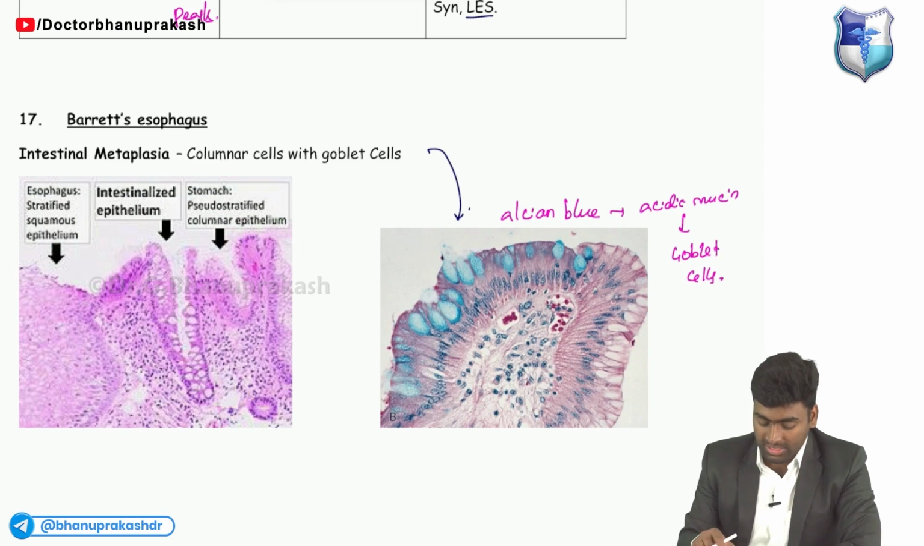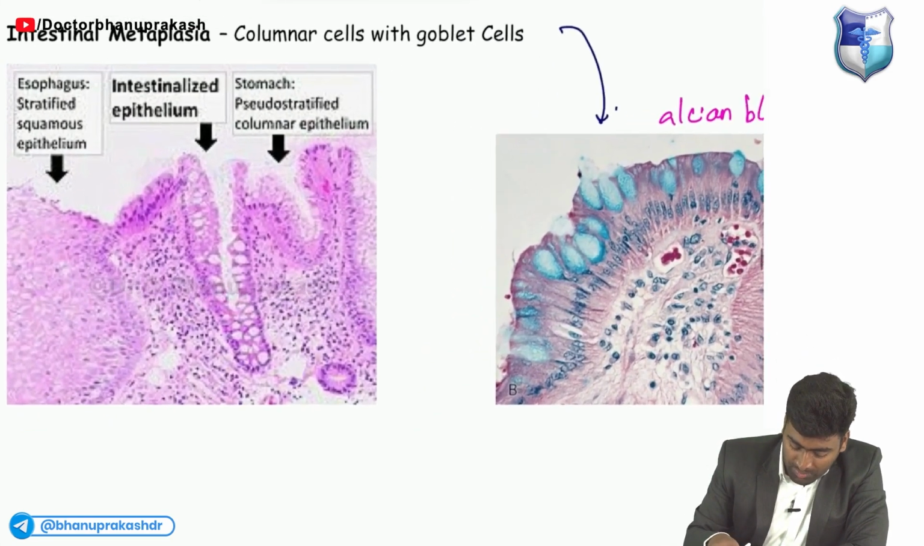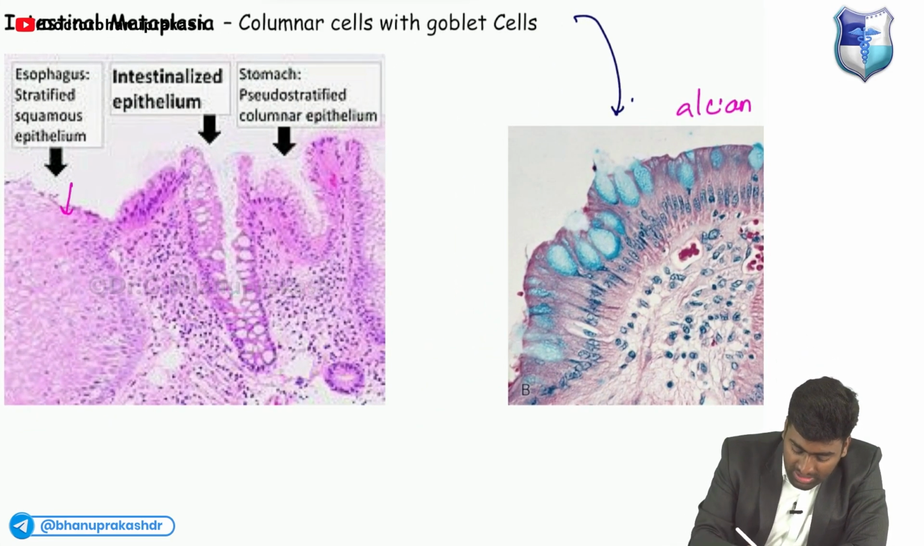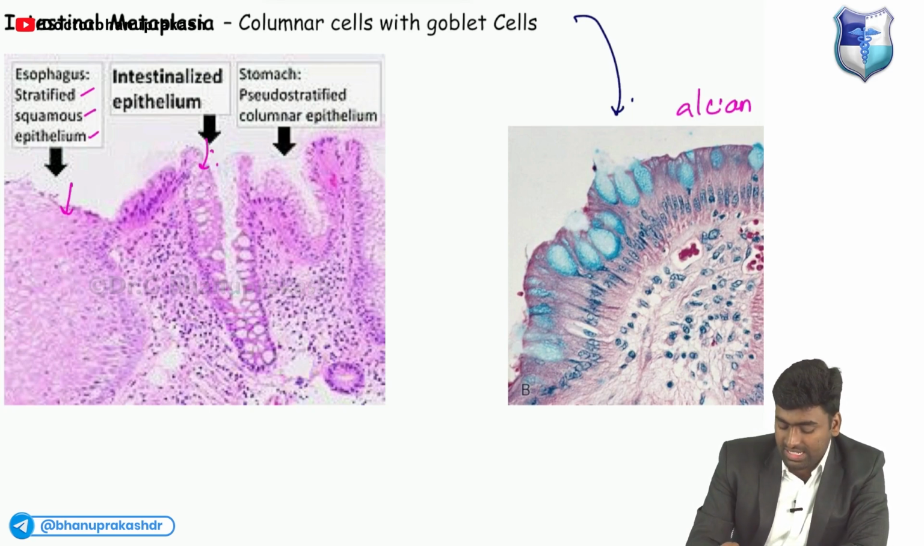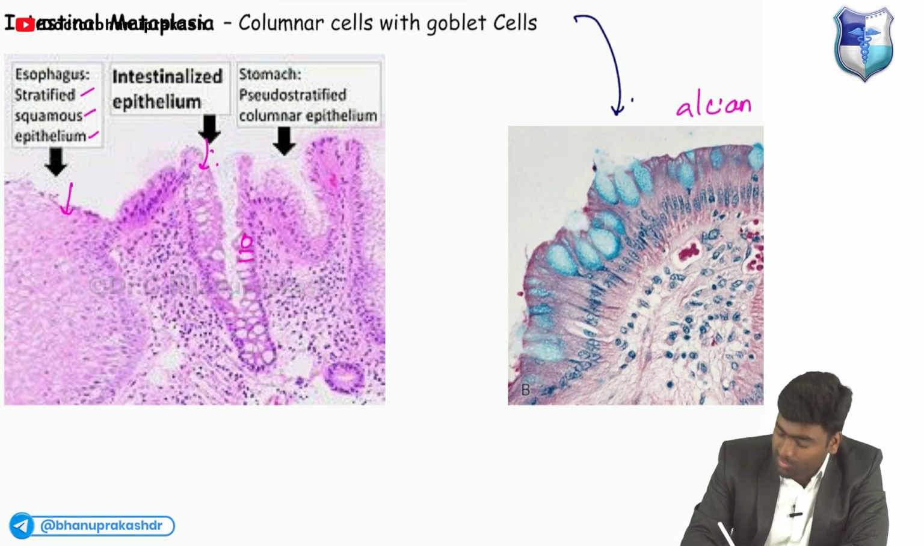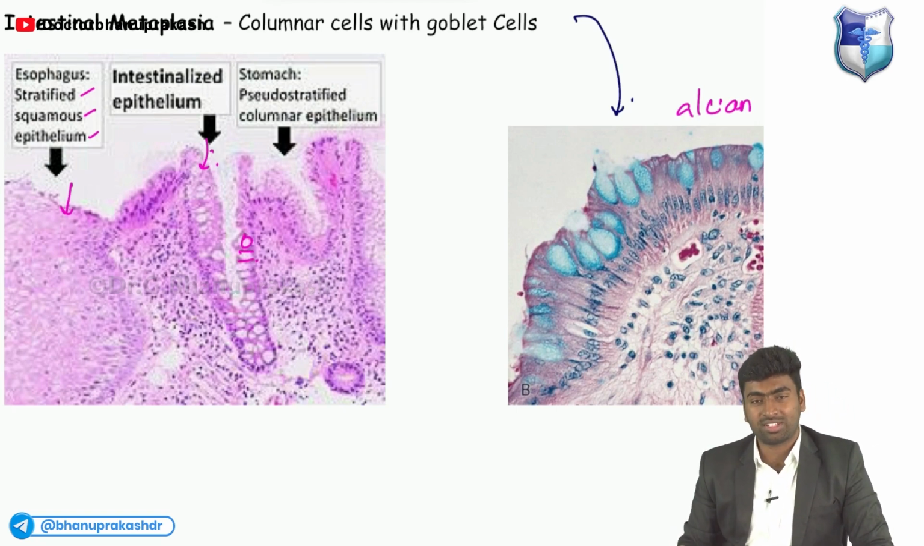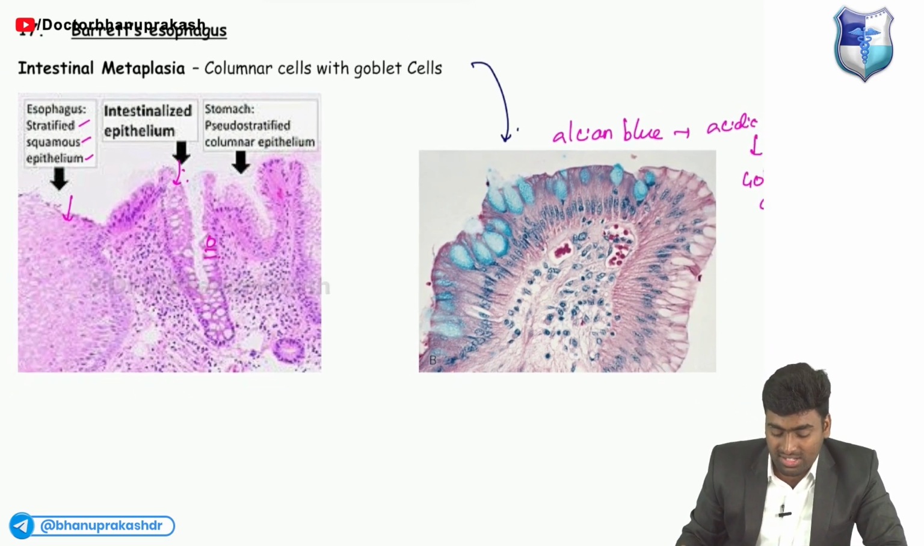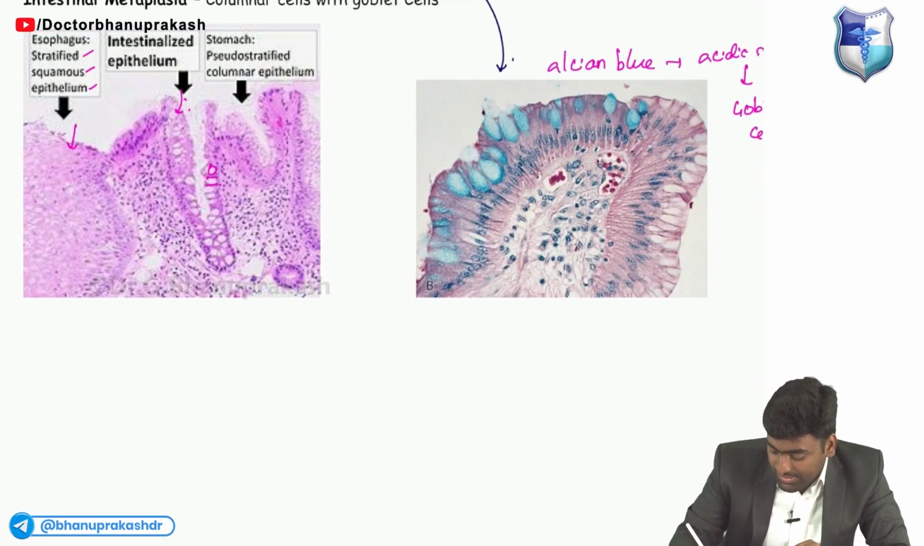Just remember this, okay? So normally we'll be able to see here this normal stratified squamous epithelium, and here this is intestinalized epithelium, which is having goblet cells and columnar epithelium. So this is the typical Barrett's esophagus, and we know Barrett's esophagus causes which type of cancer? Not acid fast. It will cause adenocarcinoma.